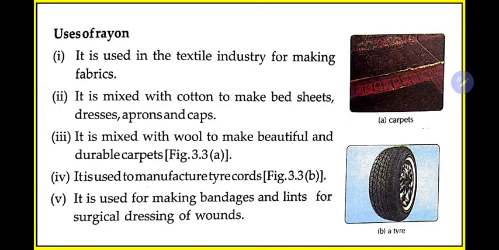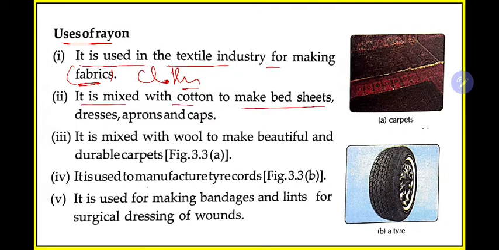Okay, so these are the details about rayon. Now we need to know where you use this rayon type of fiber. The first is, it is used in the textile industry for making fabrics. So they are telling that this type of rayon fiber is used for making different types of cloths. Whenever you get the term fabrics, consider it as cloths, okay? Cloths, for making cloths.